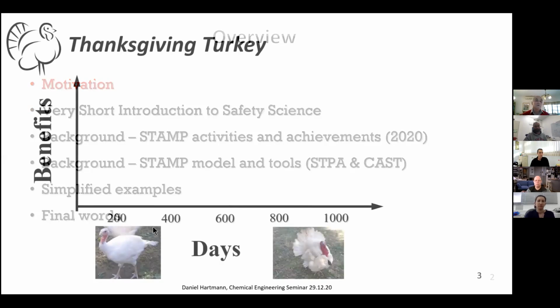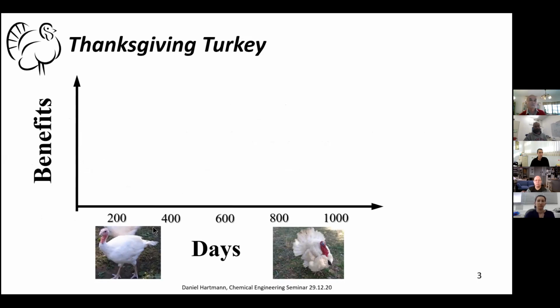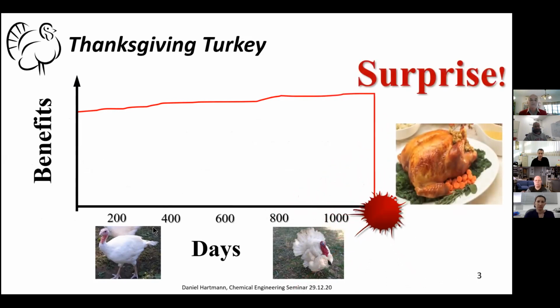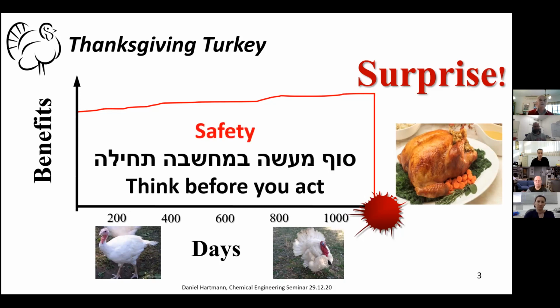And we always have to remember the Thanksgiving turkey. Was born, was a little one, and then it's growing and growing. It takes about 3 years for a turkey to become a fully developed turkey. But he finds himself on a platter in the Thanksgiving holidays. So we have to remember that safety is thinking before you act. And in Hebrew, we have a very good saying, Sof ma'aseh b'machshava tchila. So we have to know what we are doing if we want to be safe.